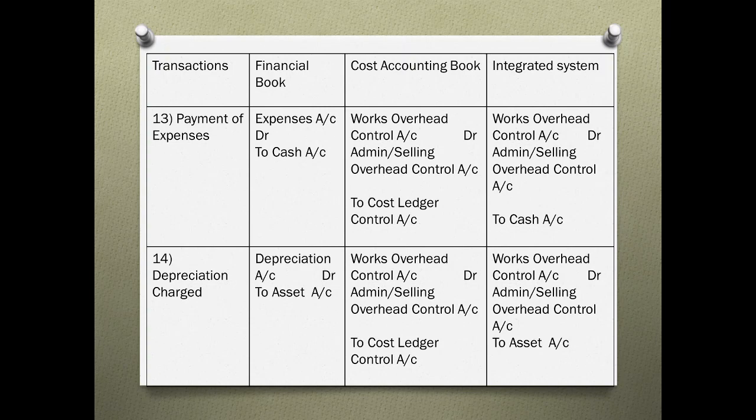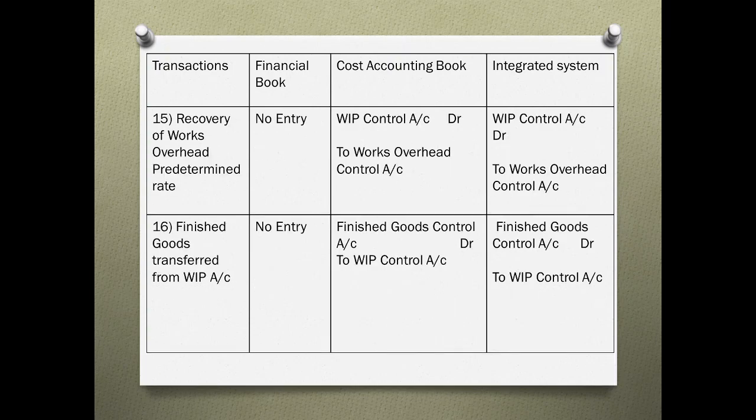Combination of these two would be taken under my integrated entry, that is work overhead would be debited to, instead of cash, it would be an asset account which would be credited.